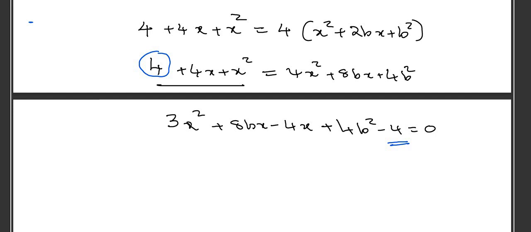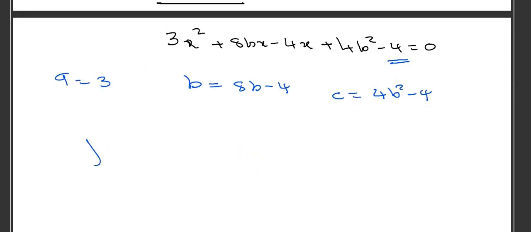Yeah, so they're saying the discriminant is equal to 0. Meaning the a in this case is the coefficient of x squared, which is your 3. Your b, in this case, is going to be 8b minus 4, right? Yes. Then your c is 4b squared minus 4. That's what you have.